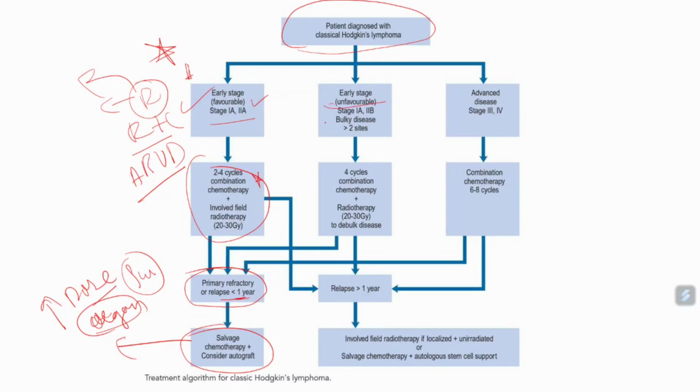And for early stage unfavorable condition, in stage 1A and stage 1B, we will go with 4 cycles of combination chemotherapy and radiation therapy. Here again we have the ABVD regimen. After giving this regimen, if relapse is in greater than 1 year, we will go with radiation therapy in the localized area, or salvage chemotherapy plus stem cell support is given. In advanced stage patients, stage 3 and 4, combination chemotherapy is given for 6 to 8 cycles, and the remaining concept is the same as for stage 1A and 1B patients. So this is the treatment strategy and flow chart for Hodgkin's lymphoma. I think this flow chart is important.